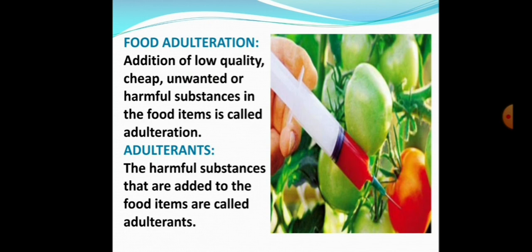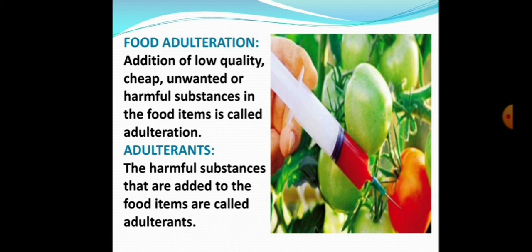Now, children, after these deficiency diseases, the thing that gives rise to diseases is food adulteration. Now, what is food adulteration? Addition of low quality, cheap, unwanted, or harmful substances in the food items is called adulteration. When such harmful, low quality substances are added to the food, food becomes harmful. It acts like a slow poison. It gives rise to so many diseases. The harmful substances that are added to food items are called adulterants.